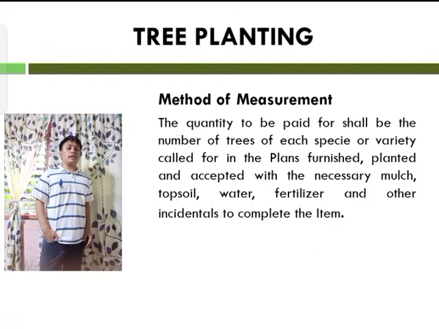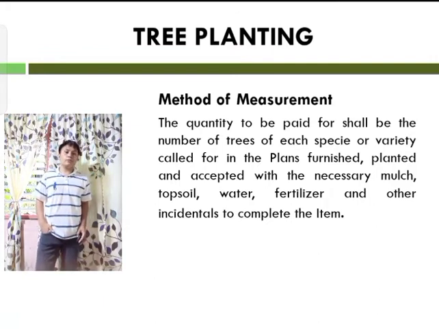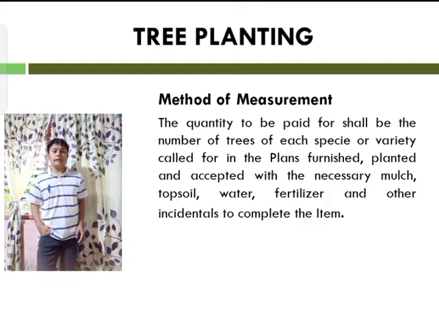So now let us proceed to the method of measurement. For tree planting, the quantity to be paid for shall be the number of the trees of each species or variety called for in the plants furnished, planted, and accepted with necessary mulch, topsoil, water, fertilizer, and other incidentals to complete the item.